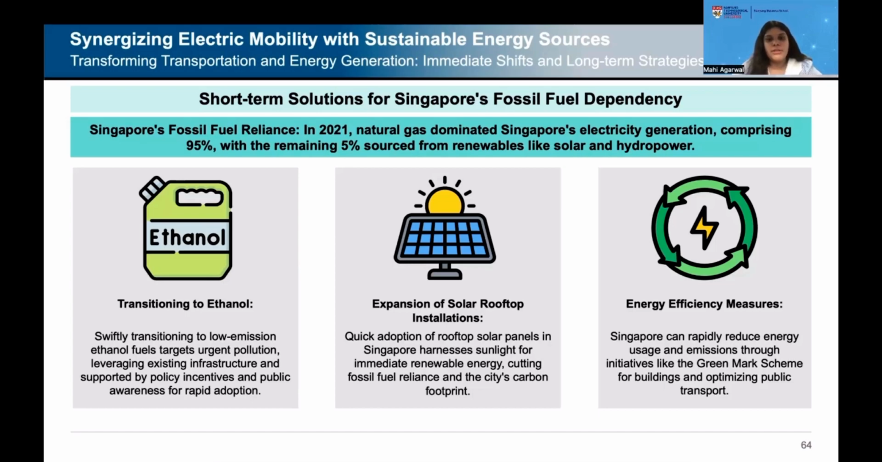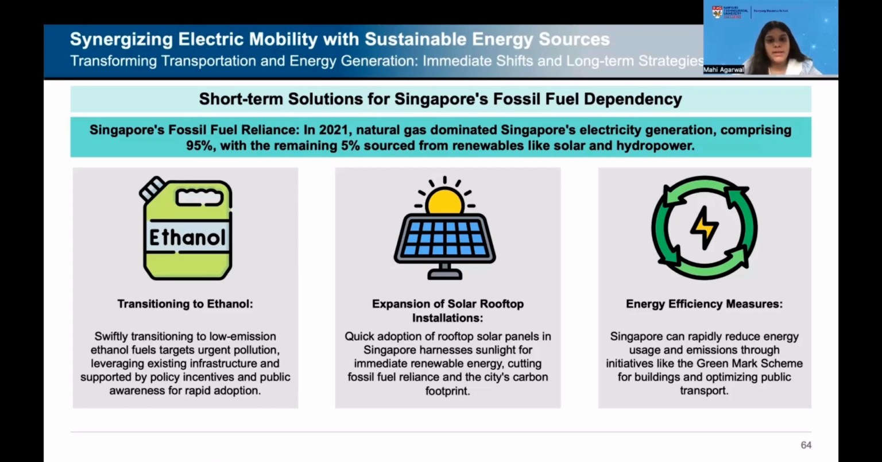More energy efficiency measures like the Green Mark scheme, promoting energy efficient building designs coupled with optimized public transportation systems, aim to reduce energy consumption during off-peak hours. These energy-saving initiatives can be swiftly implemented across industries.